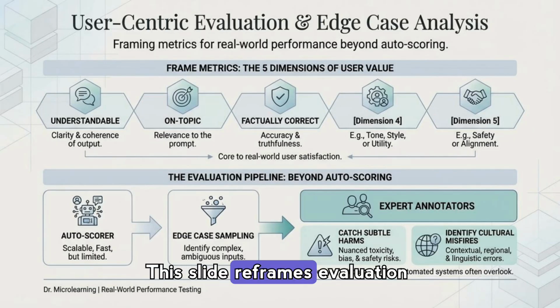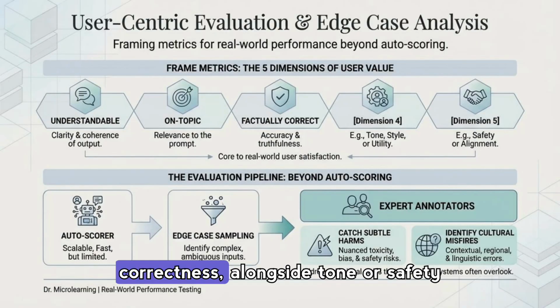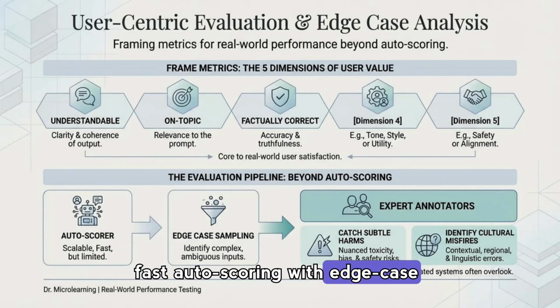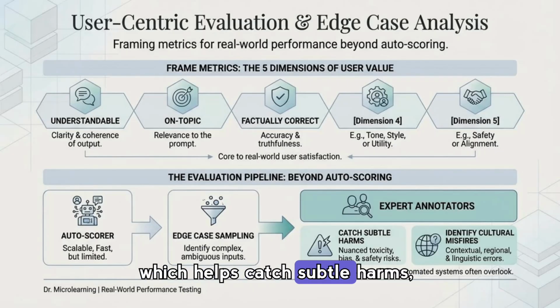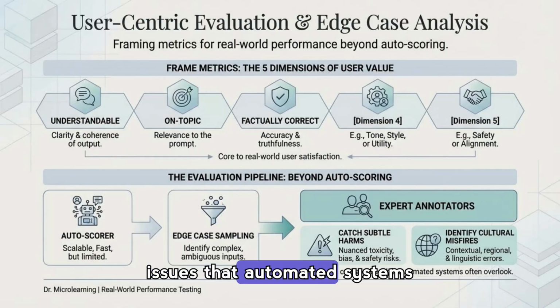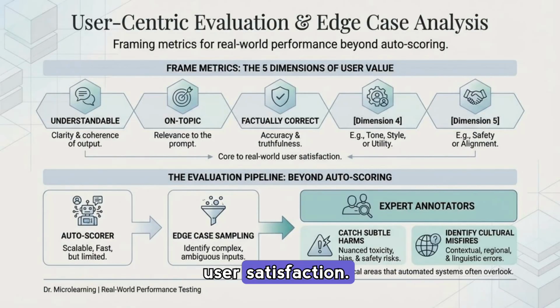This slide reframes evaluation around user value, proposing 5 dimensions like understandability, on-topic relevance, and factual correctness, alongside tone or safety dimensions. The pipeline combines fast auto-scoring with edge case sampling and expert annotators, which helps catch subtle harms, cultural misfires, and nuanced safety issues that automated systems often miss, improving real-world user satisfaction.